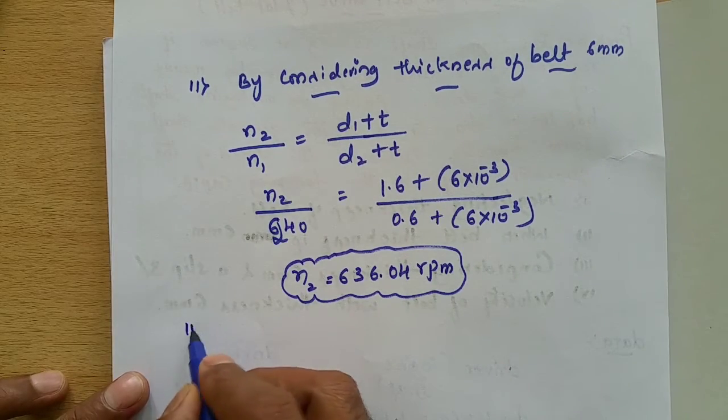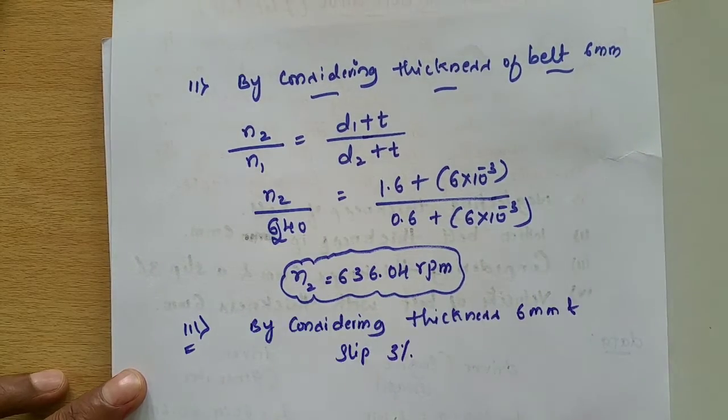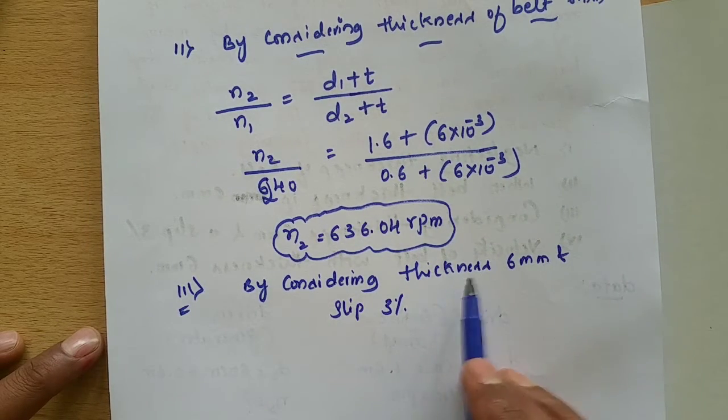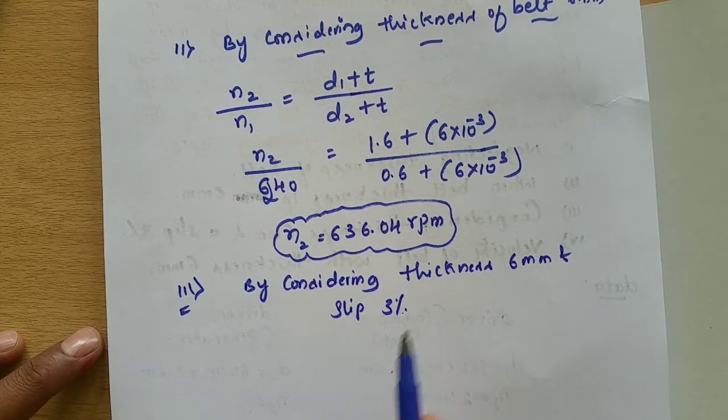Now we just move on to the third part. We will move on to the third case by considering the thickness of 6 mm and a slip of 3%.